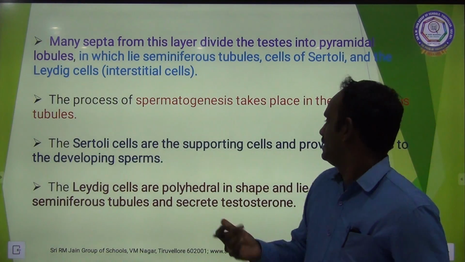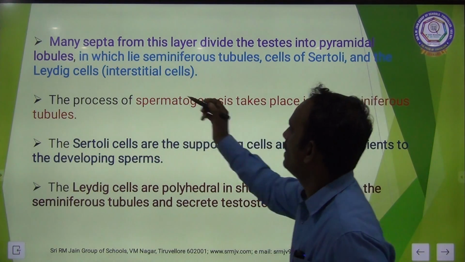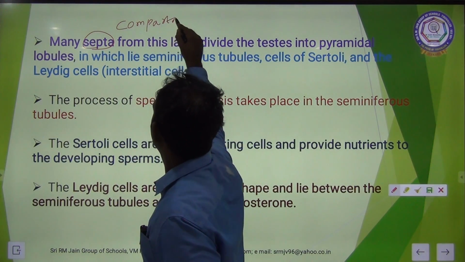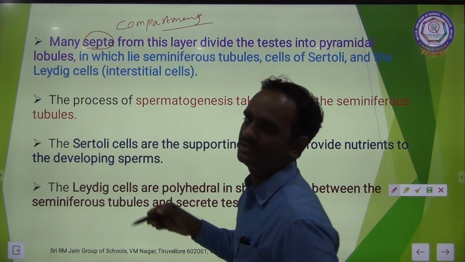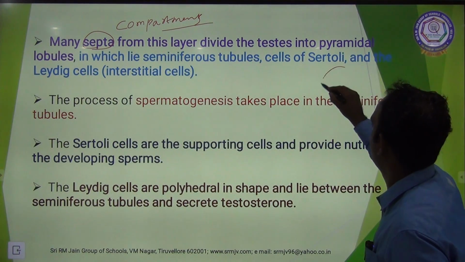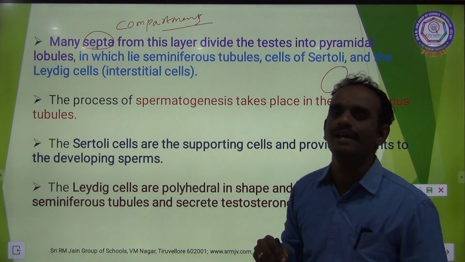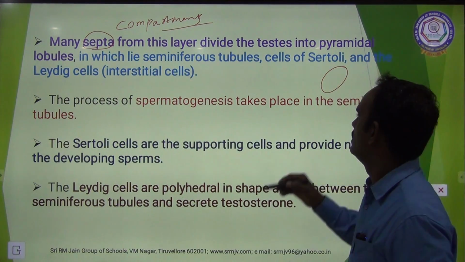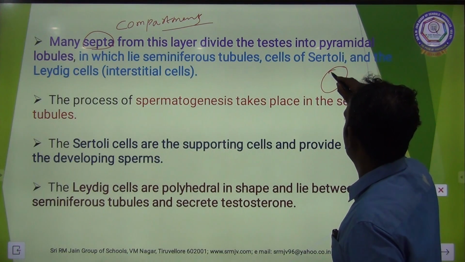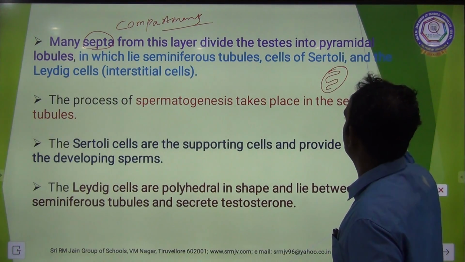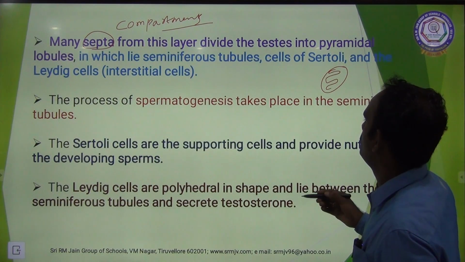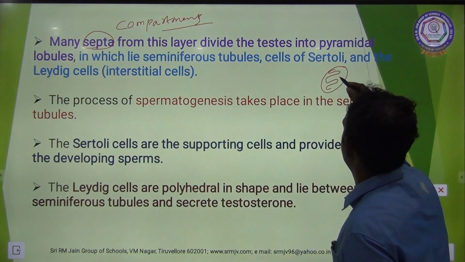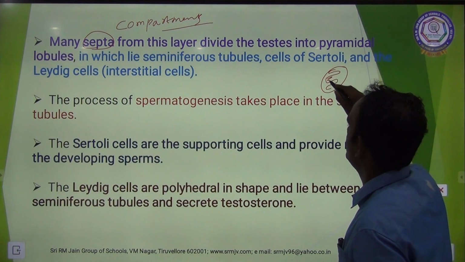Many septa. Septa is nothing but compartments. Many compartments. So I said the testis is an oval shaped organ which lies outside the abdominal cavity. Already you know. So in that testis, so many compartments are there. This is a compartment. In that compartment, the septa from this layer divides the testis into pyramidal lobules.